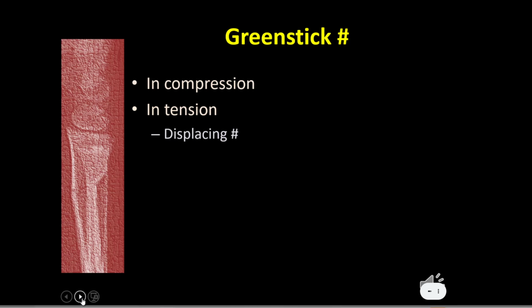In the monogram, the greenstick fractures were subdivided into those in compression and those in tension. Those in tension seem to be heading more towards a displacing fracture. What are the differences between these two varieties? Let's have a closer look.